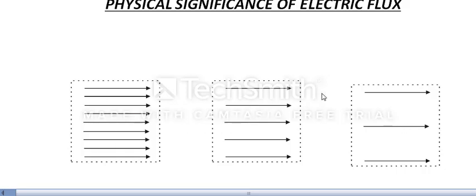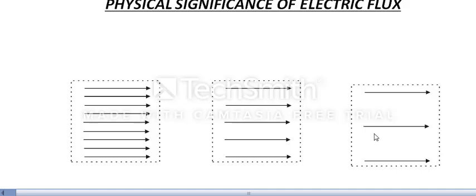So this rough description of electric field strength using lines is clear. If lines are close, as in this first case, electric field is strong. If lines are further apart, electric field strength decreases. If the lines are still further apart, electric field strength decreases much more.